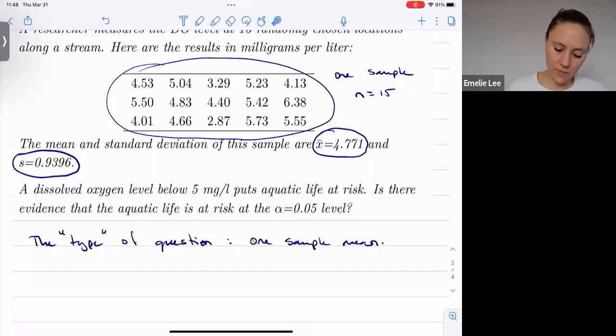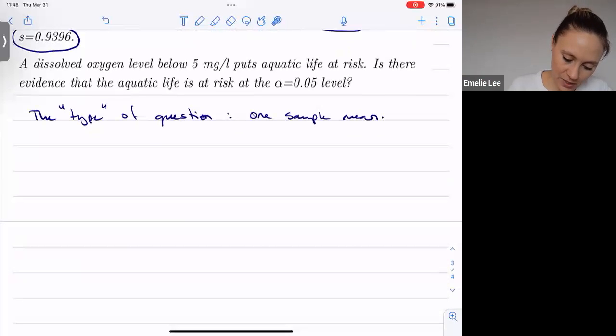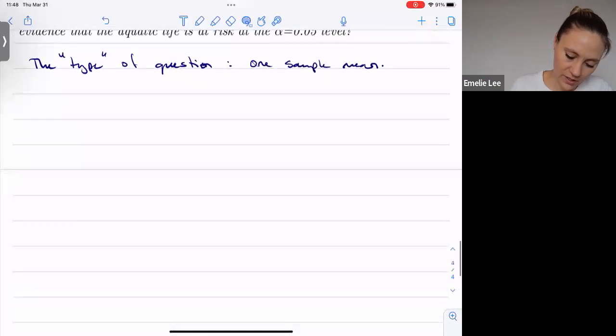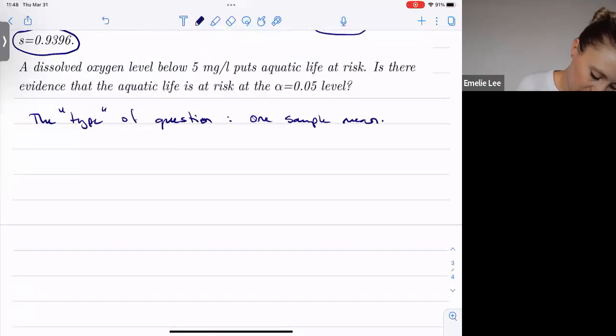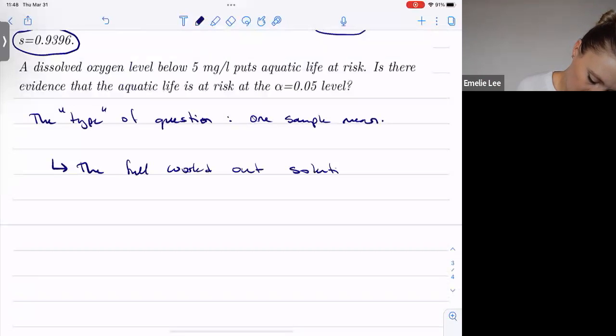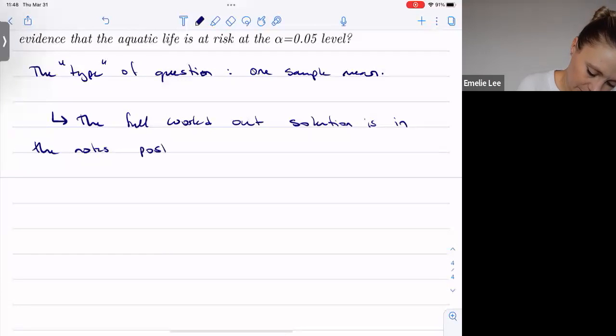But in a similar way, I'm going to just make a note here. The full worked out solution is in the notes posted on Moodle.